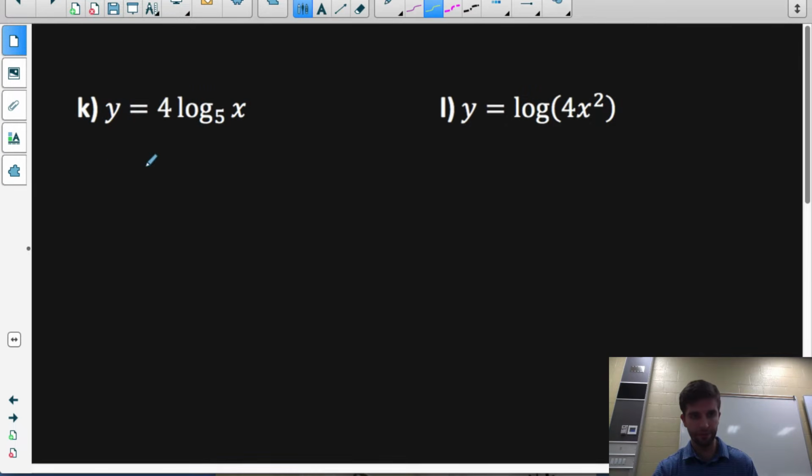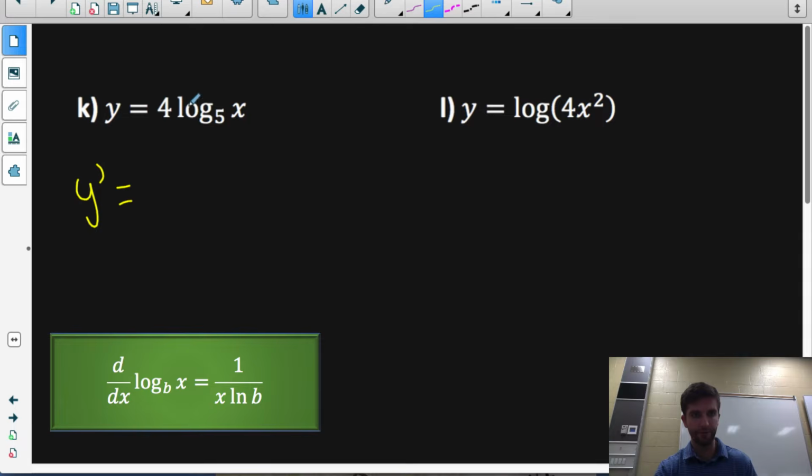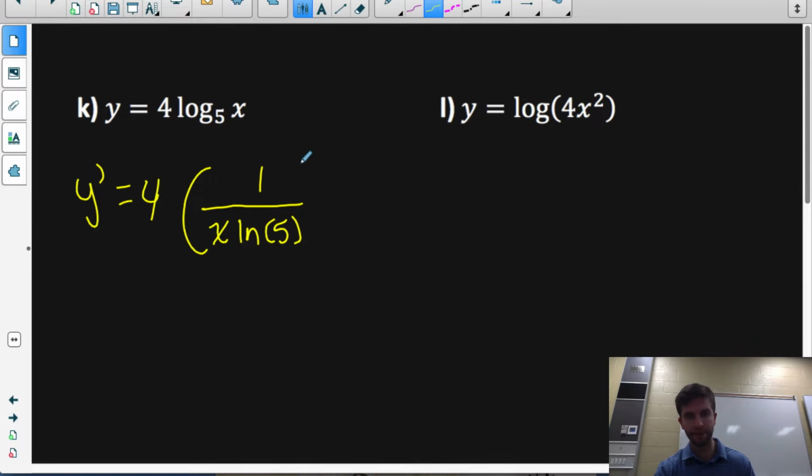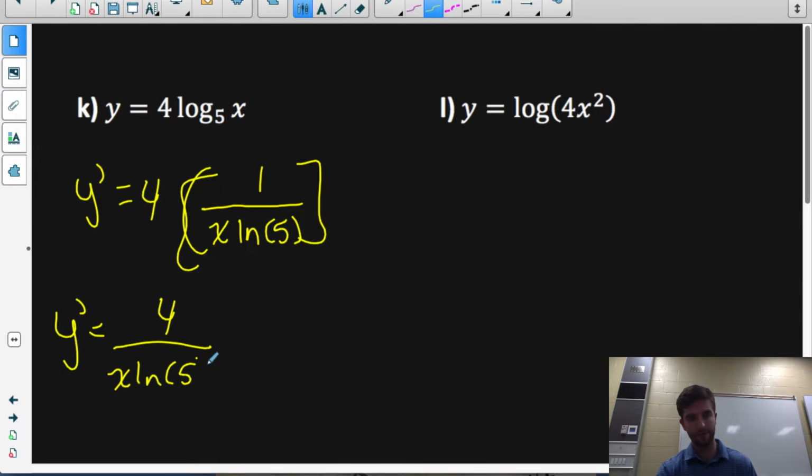Part K, this is our first log function we're doing the derivative of. So when I do the derivative of a log function, y prime equals, we'll have to do 4 times the derivative of this function, so 4 times the derivative of a log function. The derivative of a log function is 1 over, you take the argument, write it as the coefficient, multiply that by ln of the base of the log. So multiply that by ln 5. And then what I could do here is I could multiply the 4 into the numerator. To simplify it a bit, I get 4 over x ln 5.